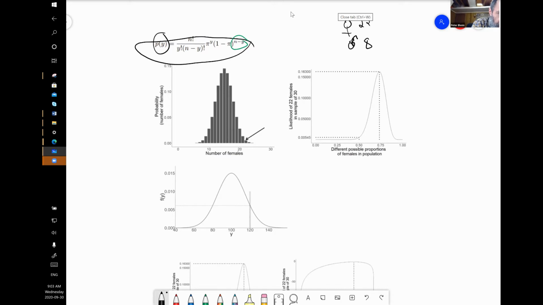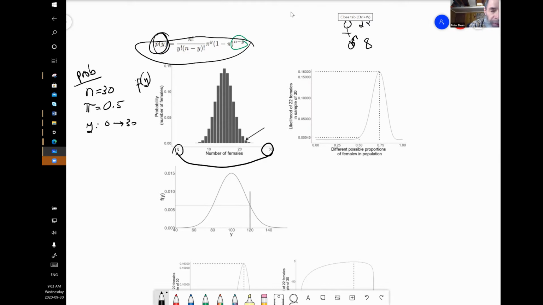And here we've got our probability distribution. And we got some data. We've got n is equal to 30. That's the size of our sample. We've got pi is equal to 0.5. And this is going to be our null hypothesis that there are equal numbers of males and females in the population. And then we're going to have our y variable that's going to go from 0 to 30. And 0 to 30, that's what's going to go on the x-axis. And on the y-axis, we have the probability distribution, and it's calculated like this. So this is our probability.